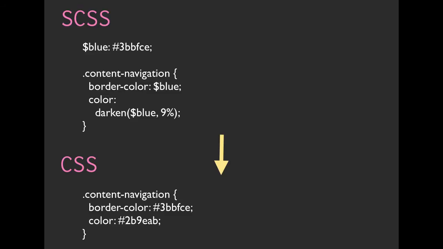So the result of a blue, which is 3BBFCE hex code, darkened by 9%, is going to be 2B9EAB. And almost all browsers can understand that, unless you're running, like, I don't know, IE1 or something. So using SCSS is a way that we can make the process of writing our CSS easier, and then it actually generates just plain old CSS that anyone can understand.